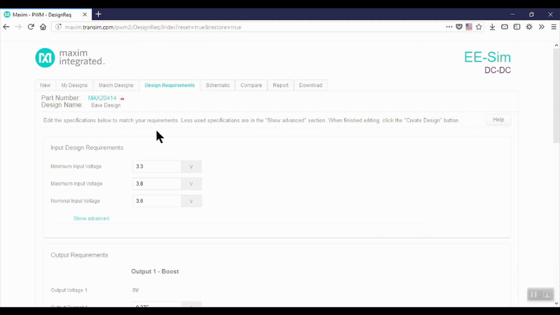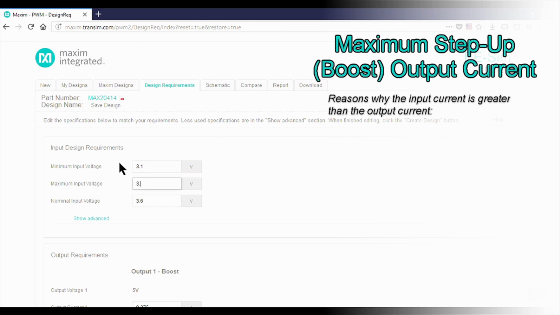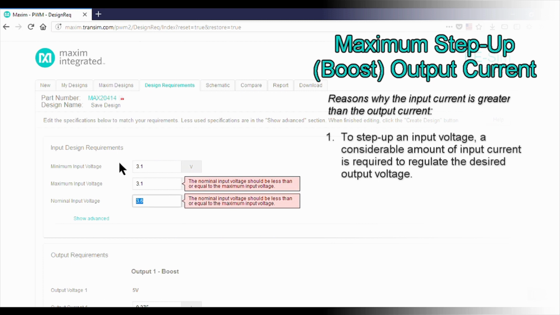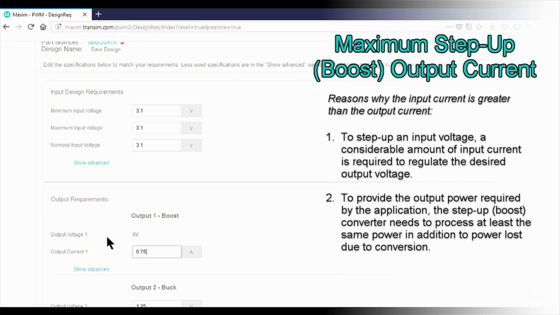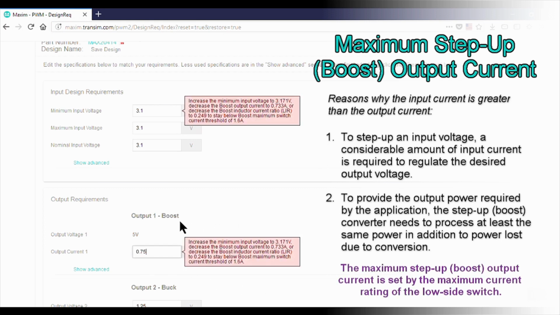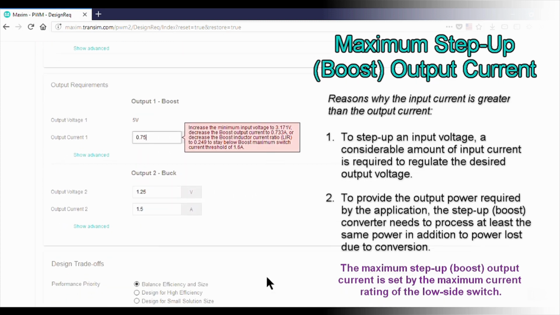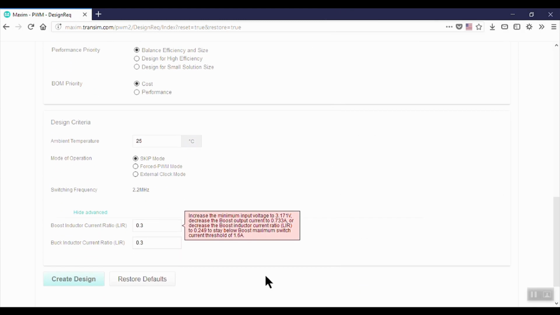One way a boost converter limits the allowable output current is by setting a maximum limit on the magnitude of the current that flows through the internal low side switch. Because a boost converter steps up the input voltage, a considerable amount of input current is required to regulate the desired output voltage. This input current, which is stored as magnetic energy in the inductor, may be large enough to exceed the maximum current limit of the internal low side switch.